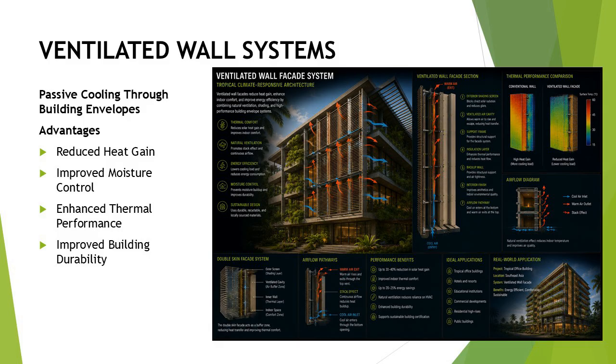Ventilated wall systems create an air gap between exterior and interior wall layers. The airspace functions as a thermal buffer. Solar heat absorbed by the outer layer is dissipated before reaching occupied spaces. Ventilated facades are increasingly common in contemporary tropical architecture because they improve both thermal and moisture performance. This system illustrates an important principle. Sometimes, the most effective environmental strategy is not adding more material. Sometimes, it is creating space for air movement.